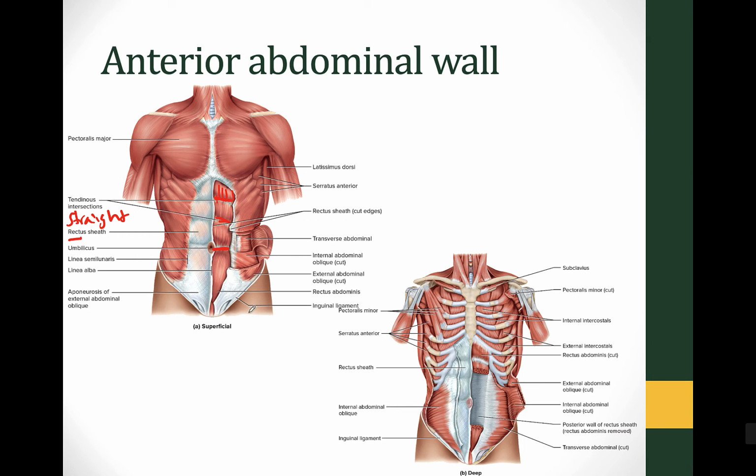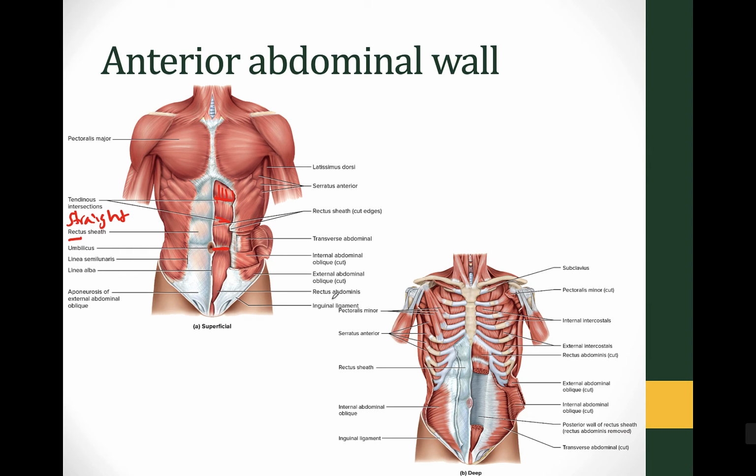And the rectus abdominis is going to flex the vertebral column. So think about doing a crunch or a sit-up. You're contracting the abs and flexing the vertebral column forward. Because this is straight, it doesn't actually twist the vertebrae, it only flexes forward. This is one of the ones where the origin and insertion rules don't really help you.